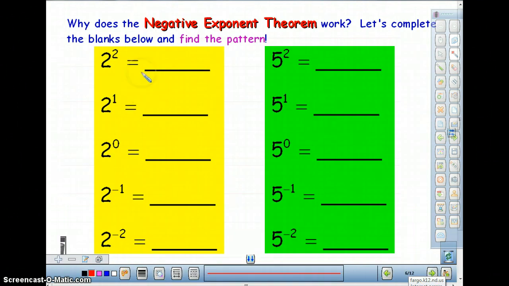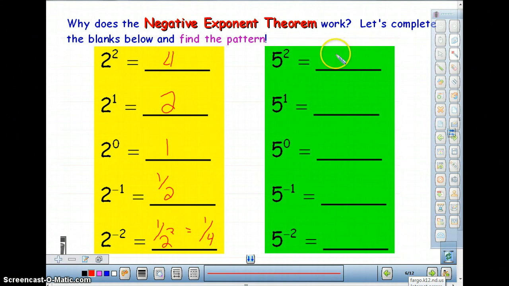Okay, so if I fill out the table here, 2 squared is 4, 2 to the first power is going to be 2, 2 to the 0, anything to the 0 power is 1, and then we go 2 to the negative 1. Now is where I have to go into my fractions. I have 1 over 2 to the first power, which is 1/2. Here I've got 1 over 2, and then I make my exponent positive, so 2 squared is going to give me 1/4.